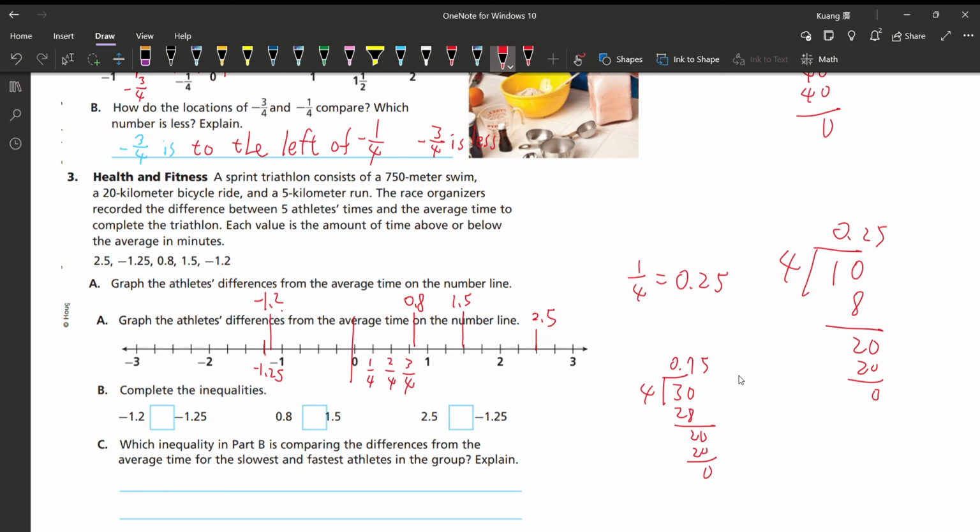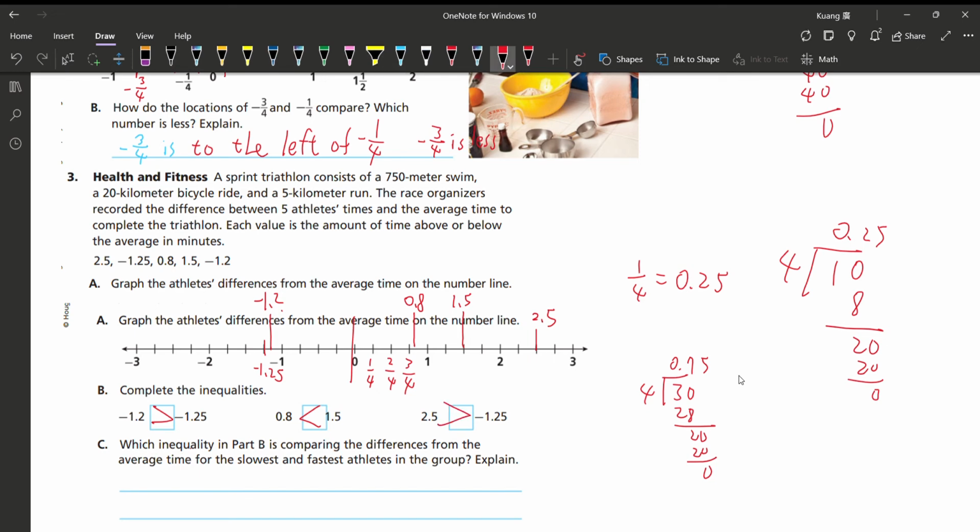Alright, so complete the inequality. The one on the left hand side is smaller, the one on the right hand side is greater. So this is greater than that. 0.5: this one will be easy for you, even an elementary school student can do it. A positive number is always greater than a negative number. So that will be greater than.